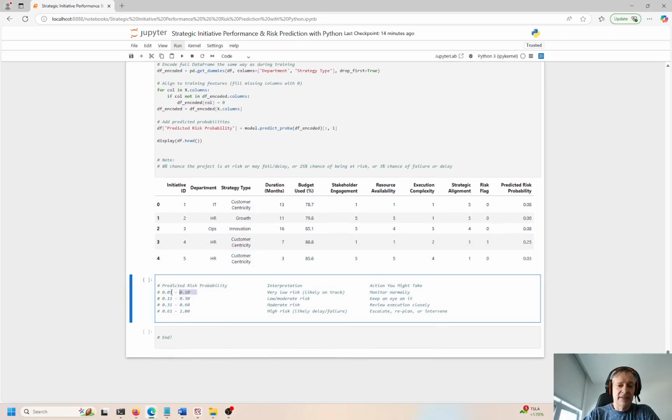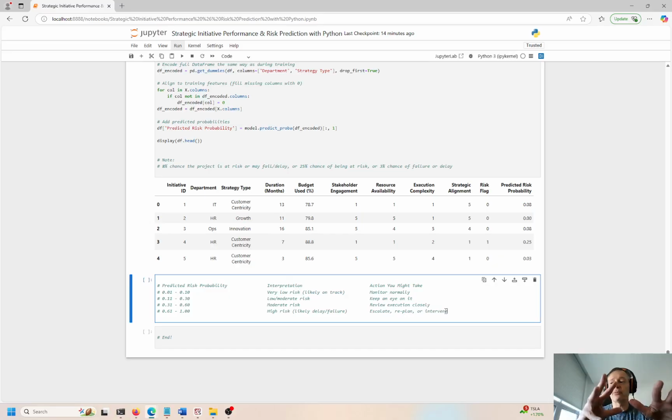And then over here we have predicted risk probability, very low, moderate, risk high, and action: monitor, keep an eye on it, review execution closely, and escalate, plan, or intervene. That's what I was just saying. So if something is at high risk, 91%, we just saw that one, right? 91%, intervene: reach out to the person, contact the head of the department or the team lead, and talk to them like, what's going on? I know maybe you're on track, maybe you're not on track. Let me figure it out.